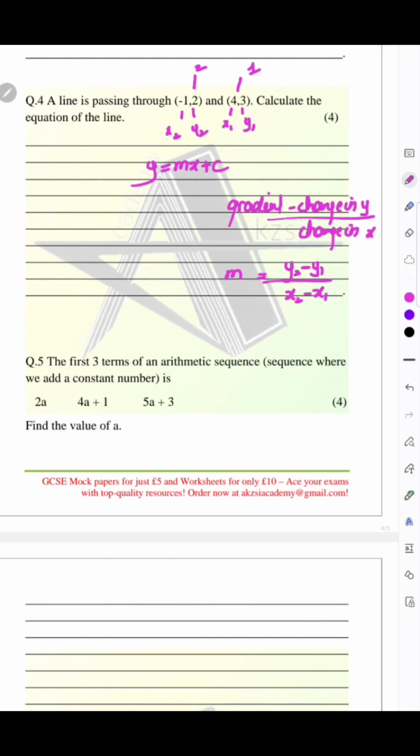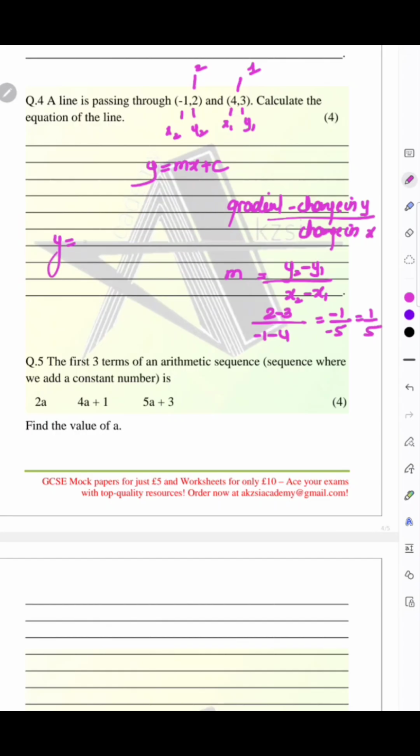Again, I'll say you can pick any point as x1, y1 and x2, y2. So y2 minus y1 is 2 minus 3, over x2 minus x1, which is minus 1 minus 4. We're subtracting, that's why it's minus 4. This will give me minus 1 over minus 5, which is 1 over 5.